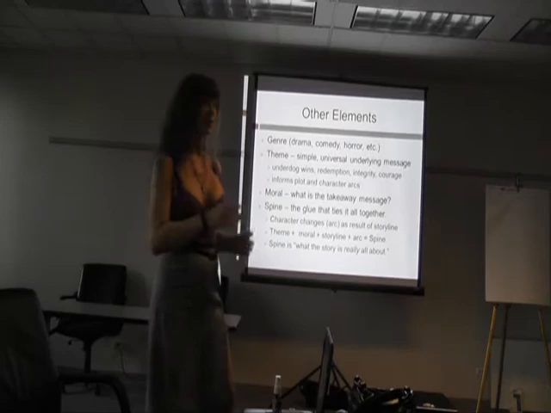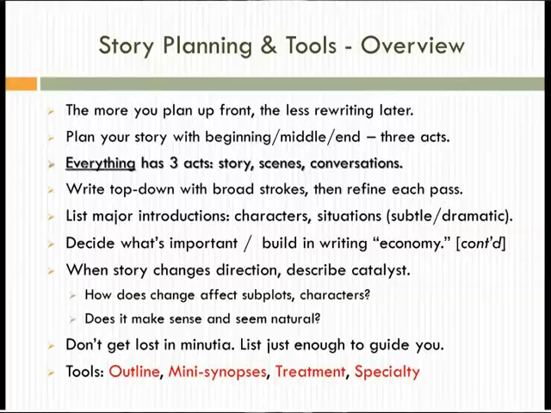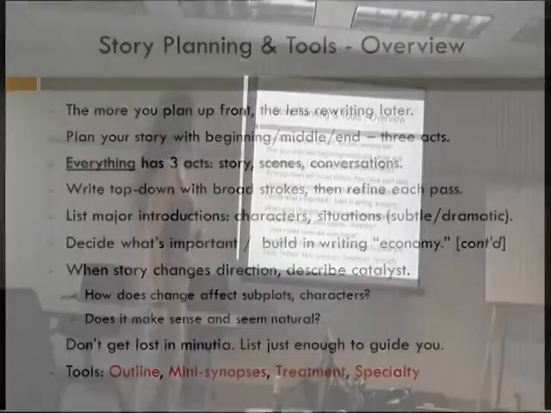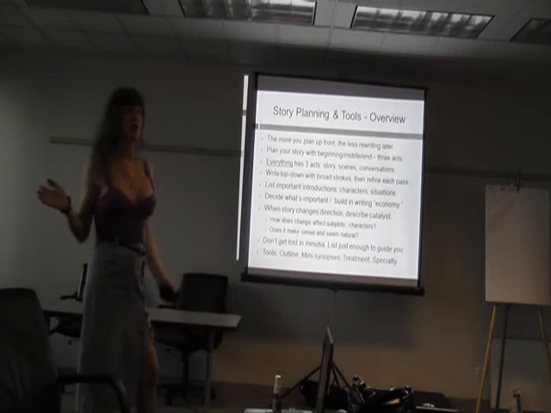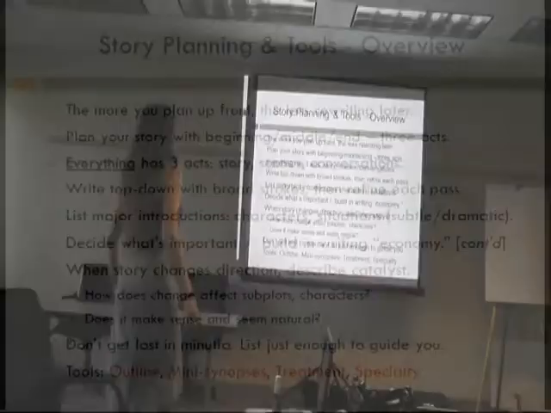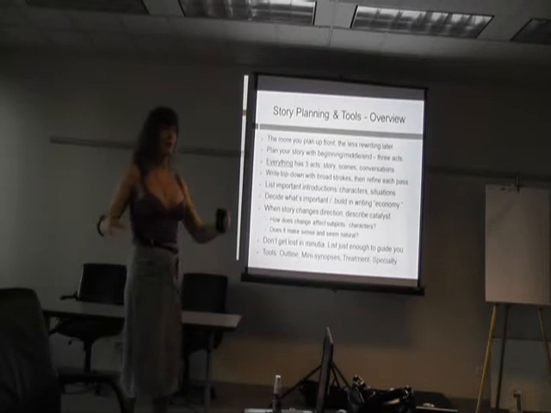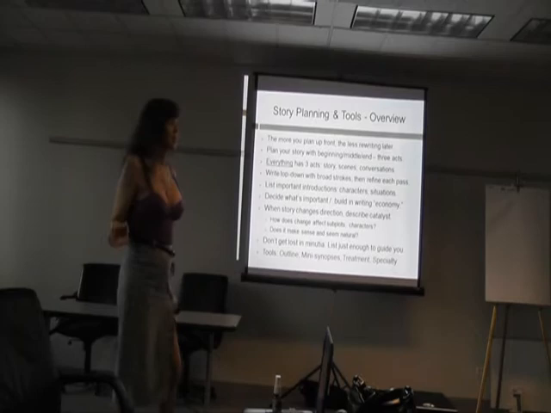Now, the more you plan up front, the less rewriting you've got to do later. What is the main story, then what are all the little sub-stories underneath? Once you've got that, then you decide how these stories should be logically broken up. Where should all your different plot lines be broken up, beginning, middle, and end? Everything has three acts: stories, scenes, and conversations. When you're planning, though, you want to write top down, starting with very broad strokes, and then work down to the more minute details. The more you plan it out like that, the less rewriting you're going to have to do.